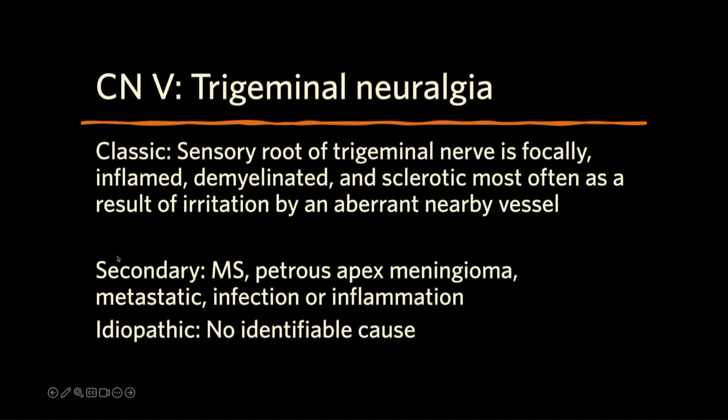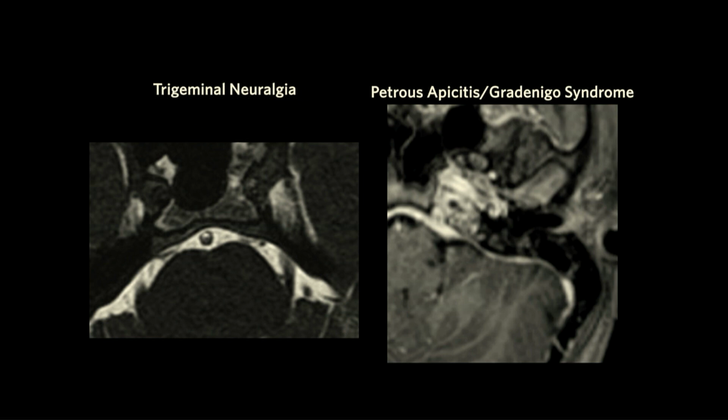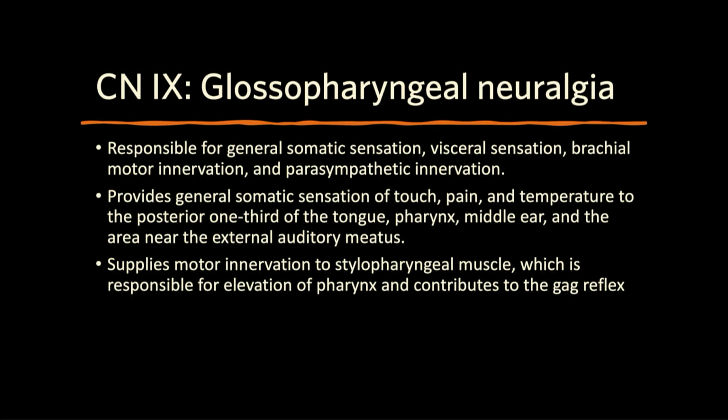You can have a lot of causes of that, but we're always looking for that aberrant nearby vessel on our MR examinations. Just a quick peek at that. This patient experienced left trigeminal neuralgia. This is that little vessel that's contacting the root entry zone of the trigeminal nerve. And then obviously you can have that chemical irritation. This is petrous apicitis and Gradenigo syndrome because the trigeminal nerve crosses the roof of the petrous bone. So a couple things there.